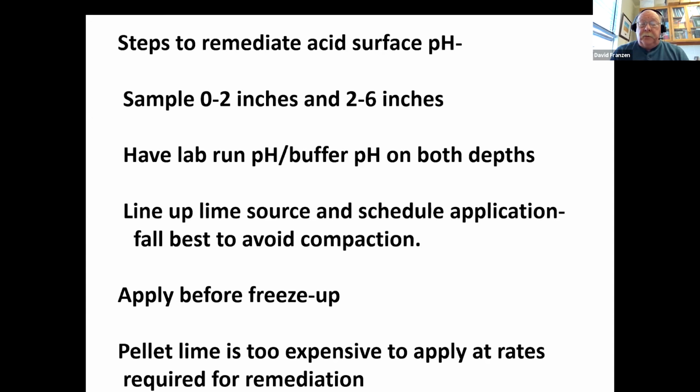Pellet lime is just too expensive to apply at ton per acre rates, and it's no more efficient than any other kind of lime, so don't let anybody tell you it is.